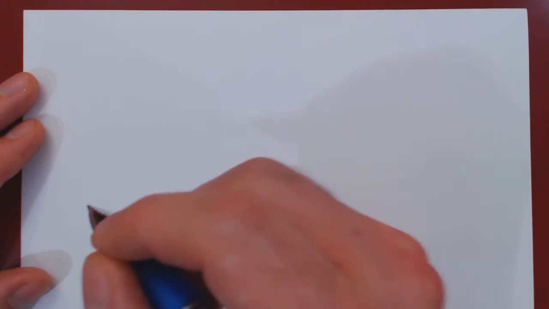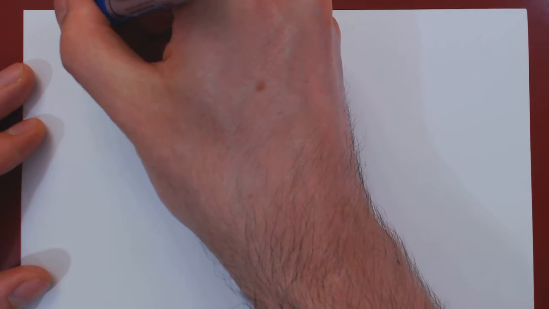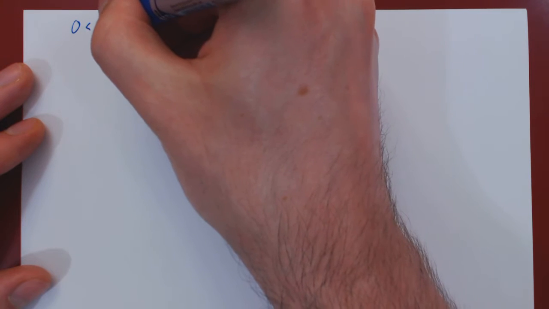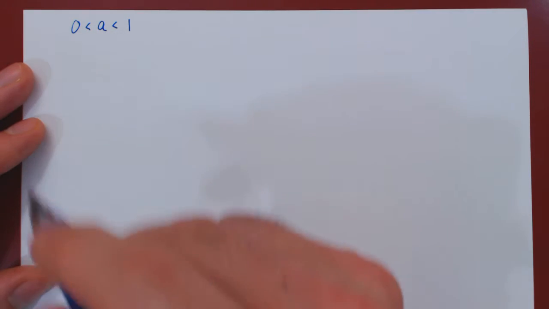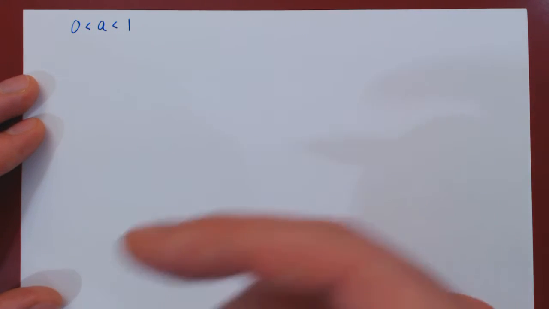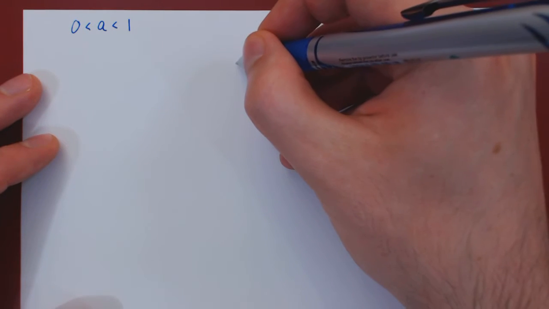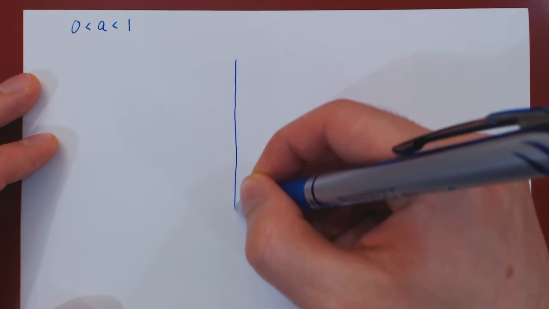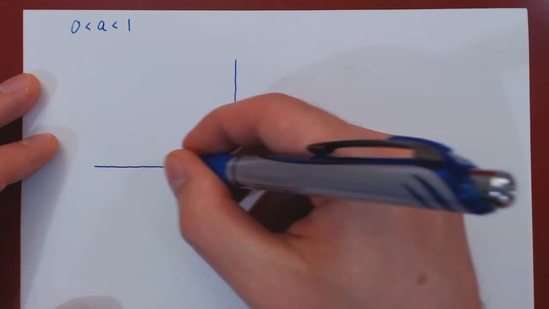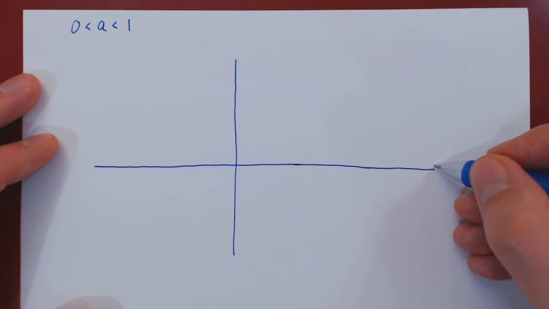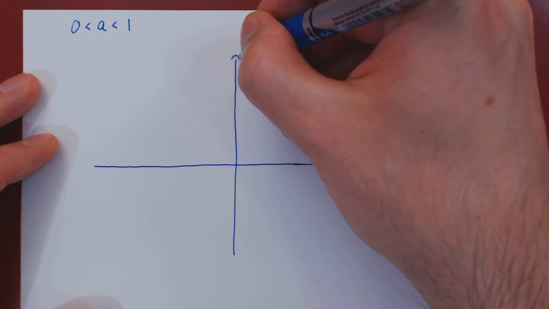Okay, so in this video, we want to review how to obtain the graph of a logarithmic function base a, but in the special case where the base is between 0 and 1. So let us first sketch the graph of the corresponding exponential function, and by reflection about y equals x, we will obtain, as we did in the previous video, the graph of the logarithmic function base a.